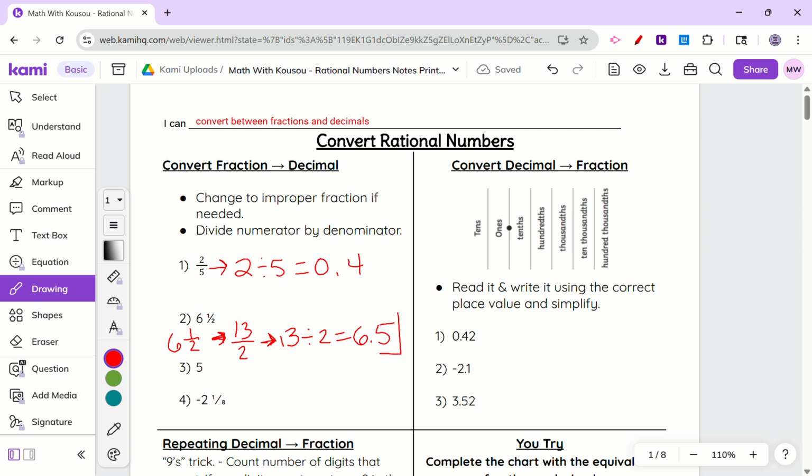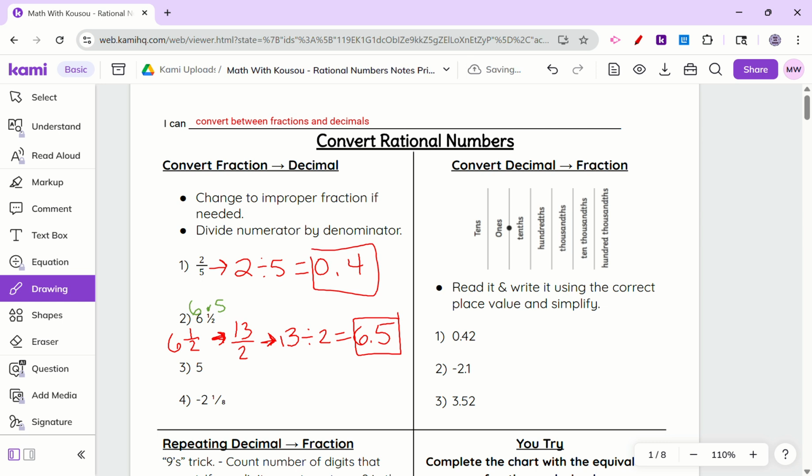You could have also looked at it as, okay, 6 is the whole number, so I'm going to write that in as 6. And then for the half, if you do 1 divided by 2 in your calculator, you would get 0.5. So either way, you would still get 6.5, whether you turn it improper or not. Me, personally, I always turn them improper because then I don't forget the whole number in the end. So for the first one, we had 0.4, and for the second one, we had 6.5.